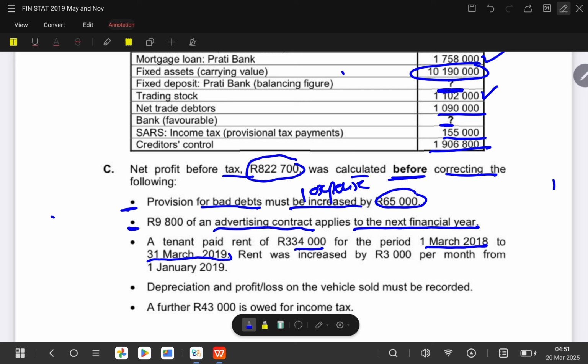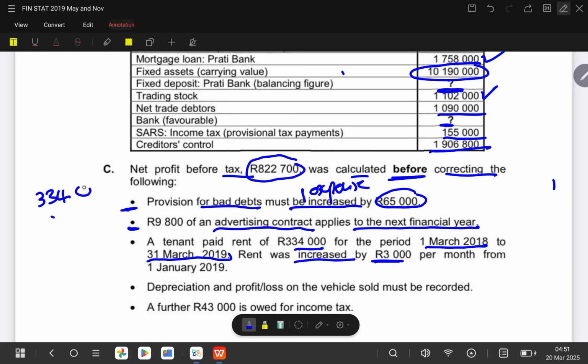So we can see that this person was with us for about 13 months, and then they are saying that the rent was increased by 3,000 per month from 1 January. So the increase affected January, February, March. So if they increased, what do you do? You take out that increase so that we can know how much they were paying before the increase.